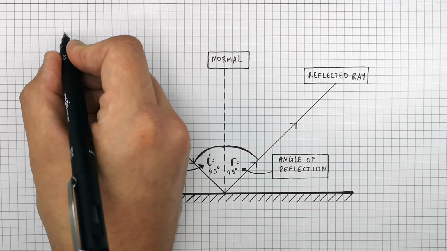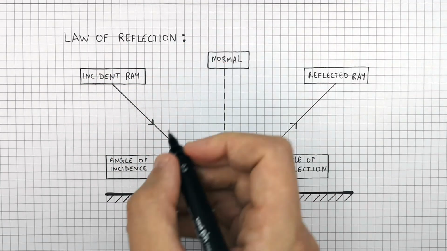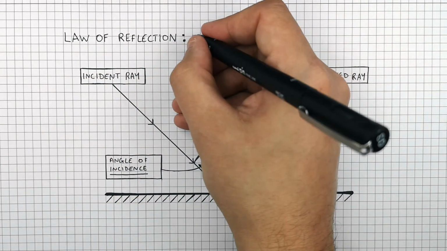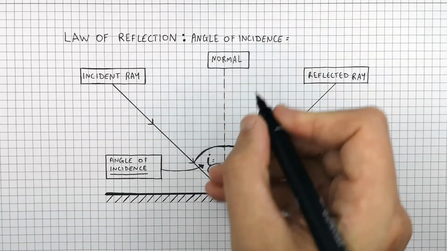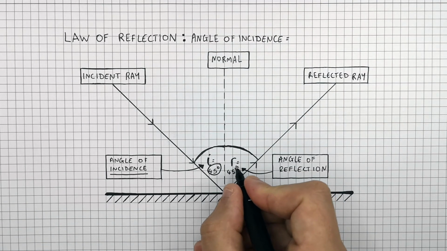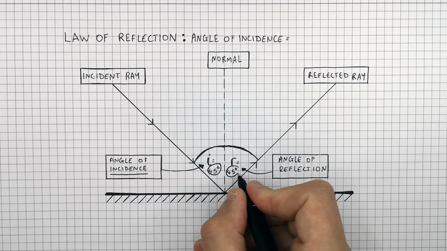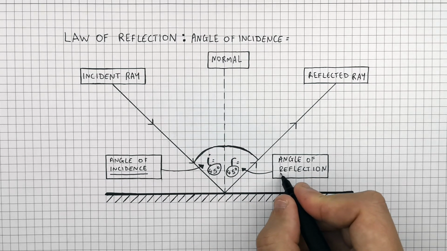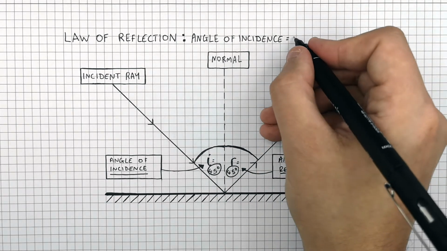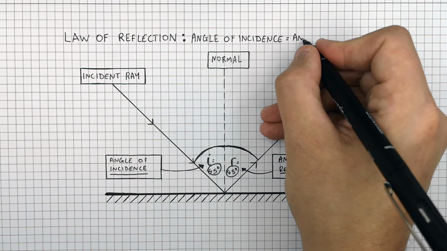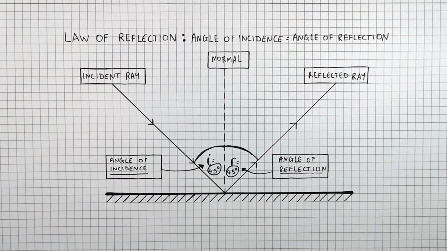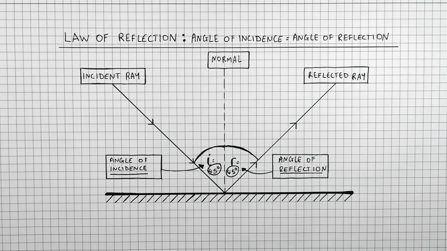So remember, the law of reflection is the angle of incidence equals angle of reflection. You can see that here. The angle of incidence is 45 degrees and the angle of reflection equals 45 degrees. Angle of incidence equals angle of reflection. And if the angle of reflection is 33 degrees, the angle of incidence will be 33 degrees. If the angle of incidence is 21 degrees, the angle of reflection will be 21 degrees.